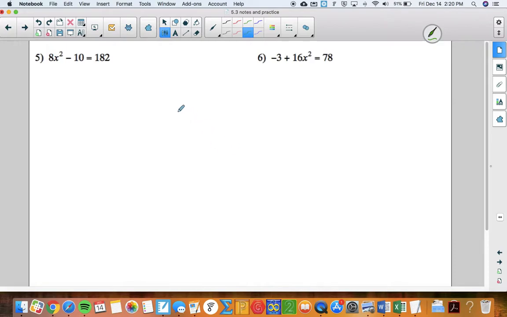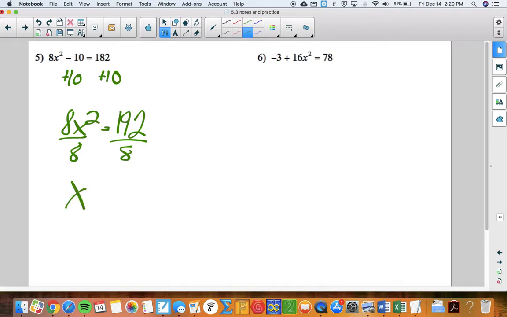That was fun. Add 10. 8x squared equals 192. Divide by 8. You get x squared equals, let's see, 20 is 160, so I think that'd be 24.